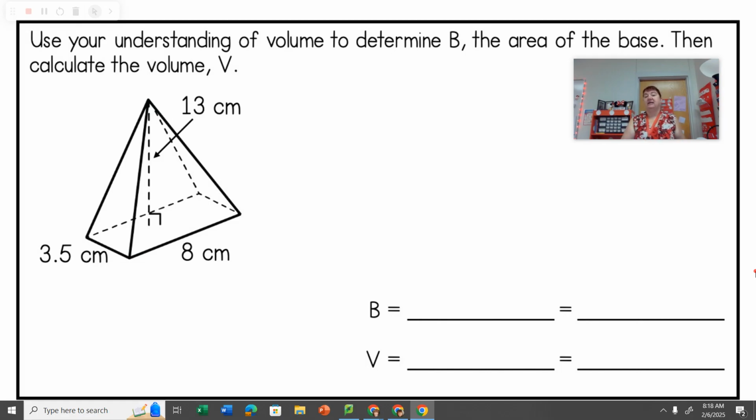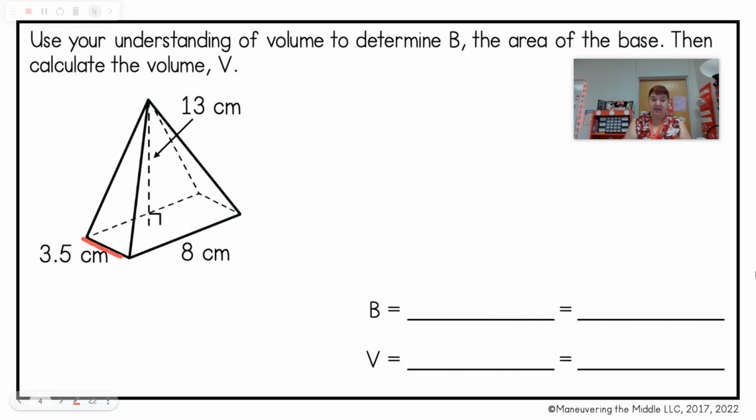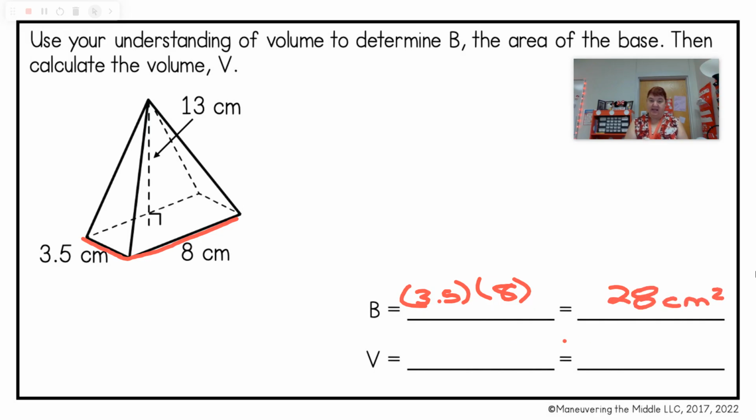Okay. Use your understanding of volume to determine big B, the area of the base, then calculate the volume. So big B is the area of the base. So that's going to be 3.5 times 8. Okay. So when I have 3.5 times 8, that's going to equal 28 centimeters squared. Now volume, remember, volume is 1/3 of big B times height.